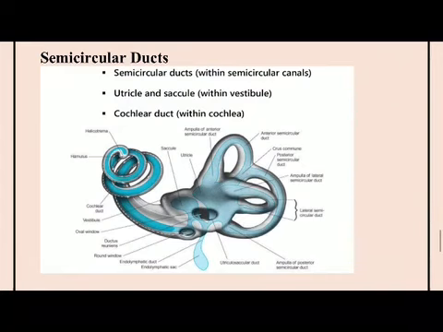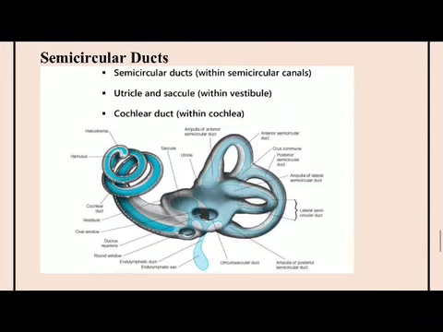Now I need to talk about semicircular ducts. What about the semicircular ducts? Right here is an illustration of the semicircular ducts within the semicircular canals. You can see them in the diagram there. Also illustrated is the utricle and saccule within the vestibule and the cochlear duct within the cochlea. You can see all these structures in the illustration right here.